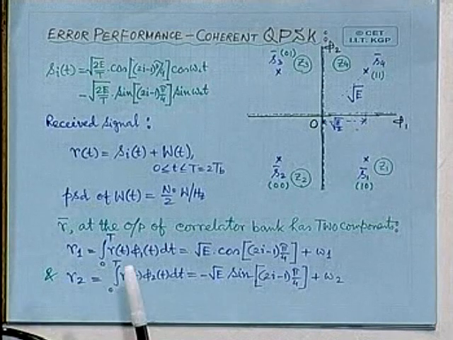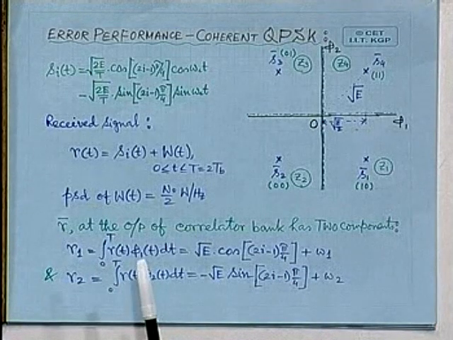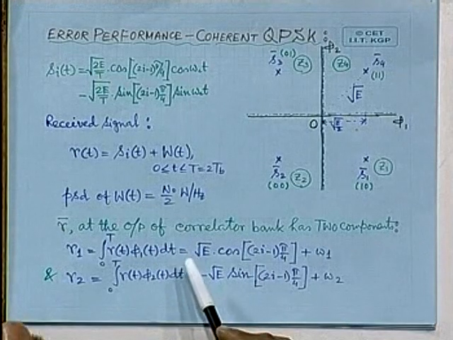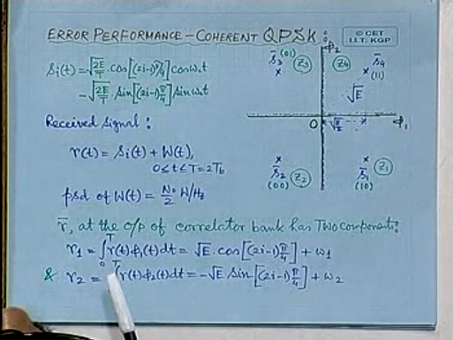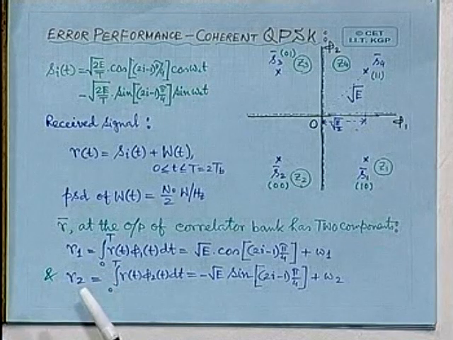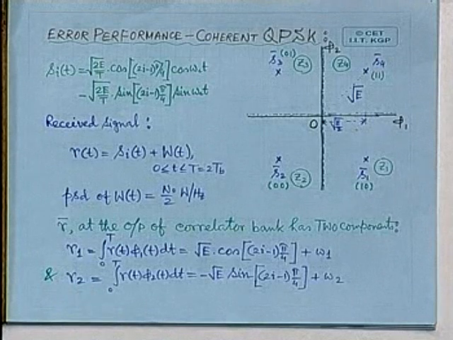Tell me quickly, what is this term? Is it a scalar or constant, or a low frequency term, or a high frequency term, or a band pass signal or something like that? It is a scalar, isn't it? Because ultimately the correlator is integrating and I am sampling at the end of the integration duration. So, it is a scalar value. Similarly, R2 is this expression, minus root E sin (2i minus 1) pi by 4 plus W2. What are W1 and W2?